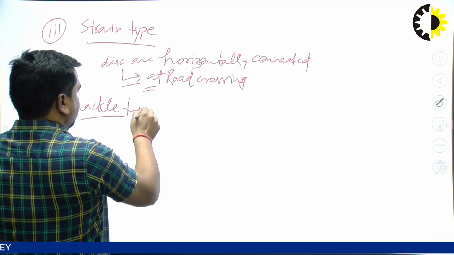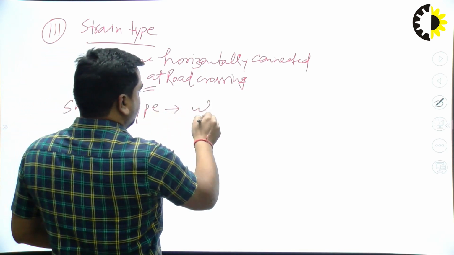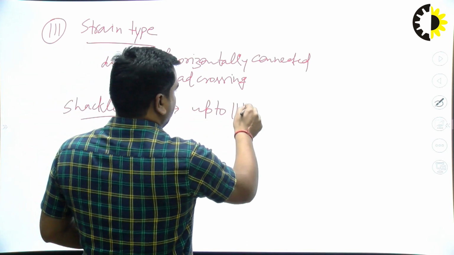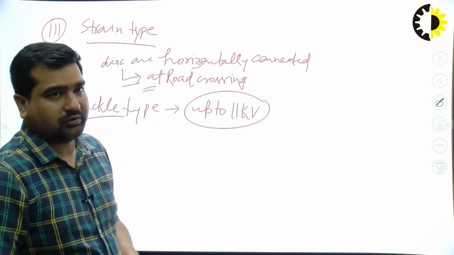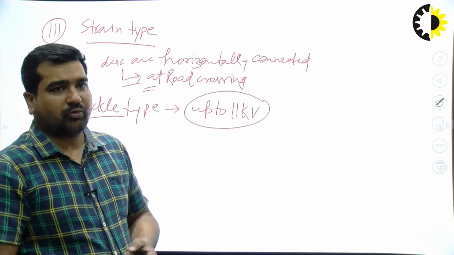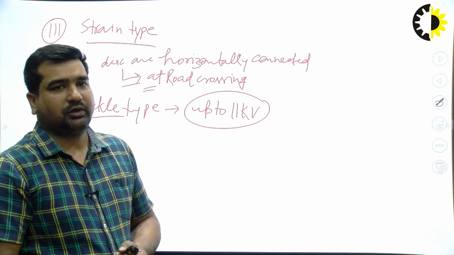Cycle type is basically used up to 11 kV. So at distribution level we can have this cycle type insulator that has an operating condition of maximum 11 kV.